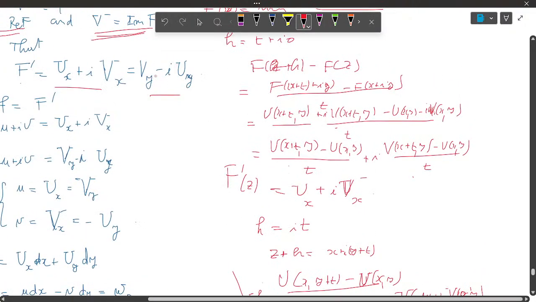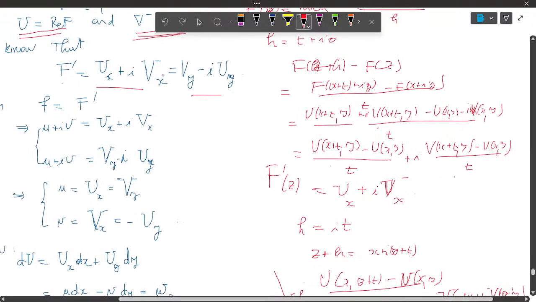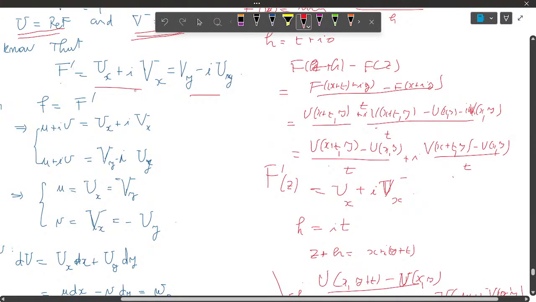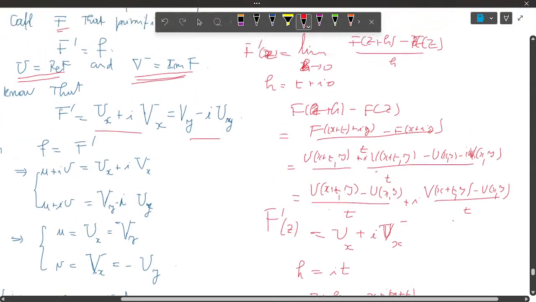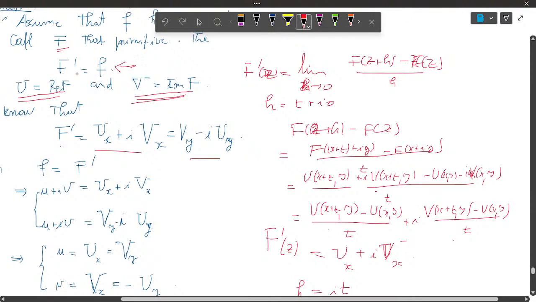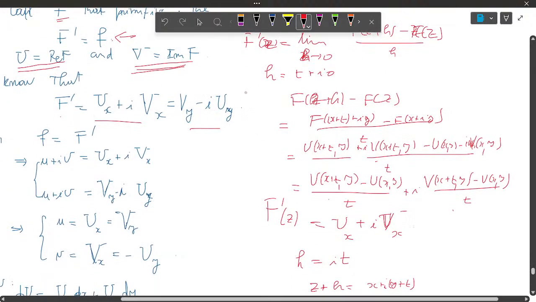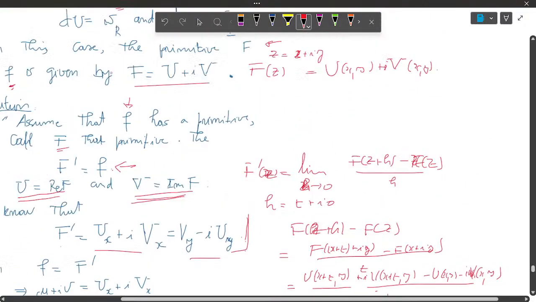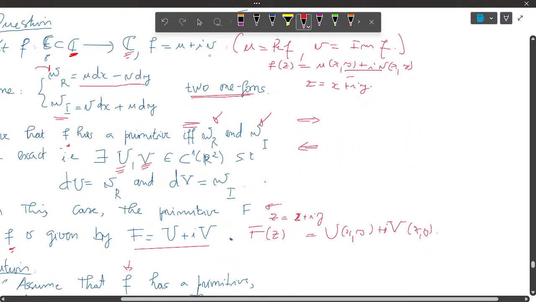We have then v_y, the partial derivative of v with respect to y, minus i times the partial derivative of u with respect to y. This is the derivative of f with respect to z in general. Now, what does it mean that f is equal to this? Because we know that the derivative of capital F is equal to f, and f is assumed to be small u plus i small v.